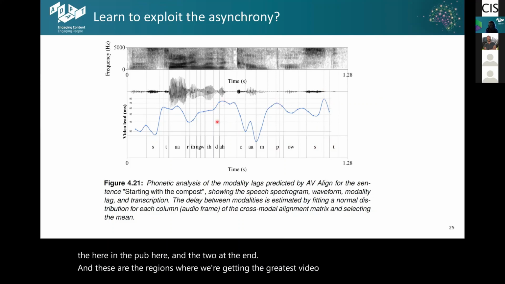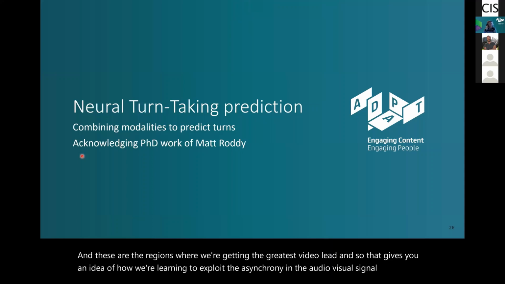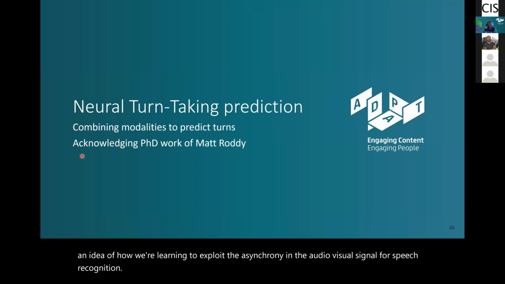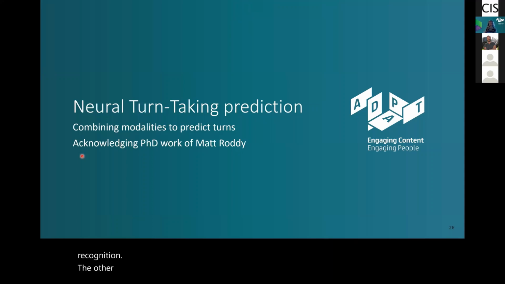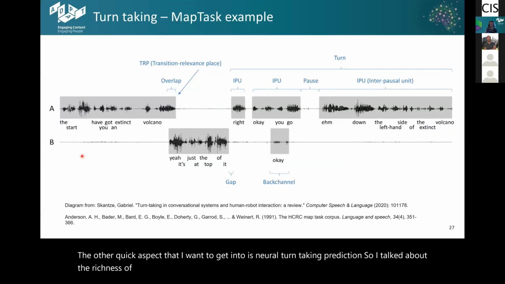The other quick aspect that I want to get into is neural turn-taking prediction. So, I talked about the richness of human interaction. Turn-taking is somewhere where that is very, very important. Turns happen super fast in human speech. This is two speakers in the MATTAS data set speaking. So this is A's speech and B's. You can see that there's a lot of overlap.